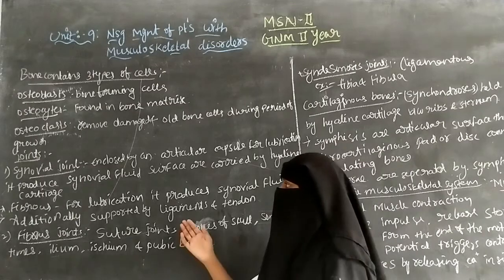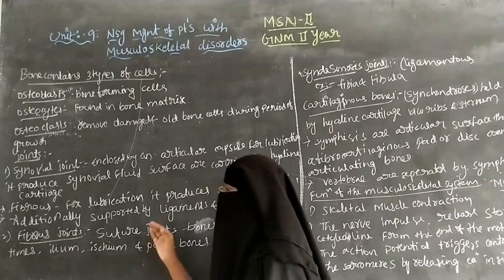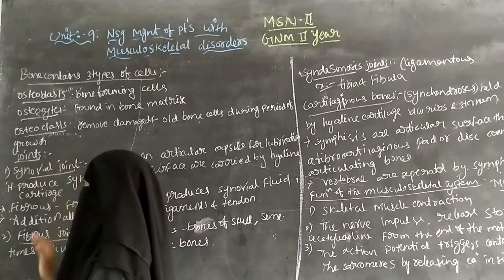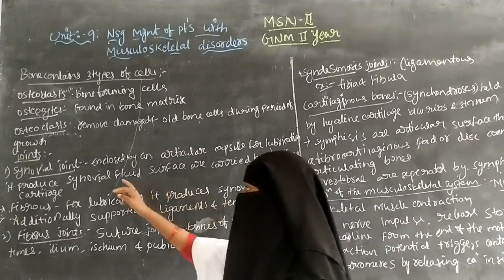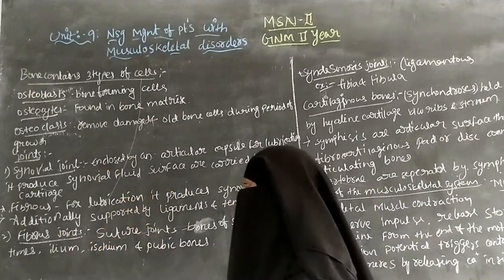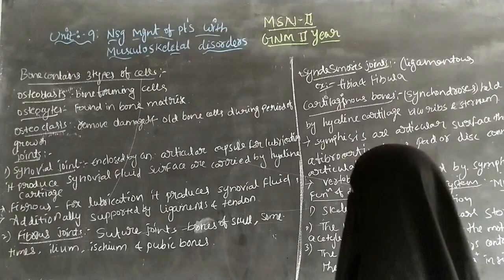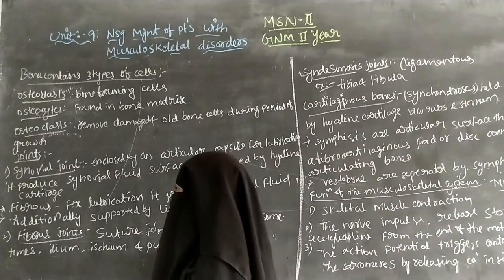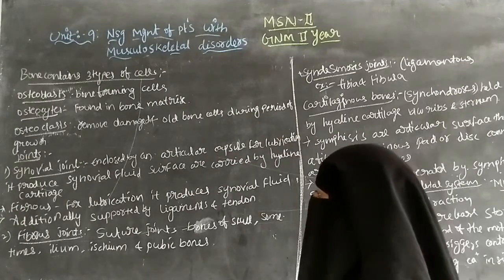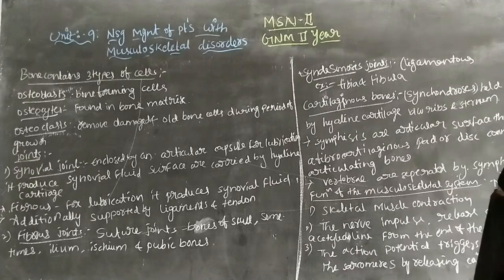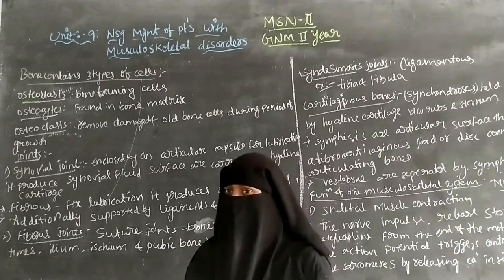The next topic is joints. The joints include three types: the synovial joint, the fibrous joint, and the syndesmosis joint, which is also called the ligamentous joint.